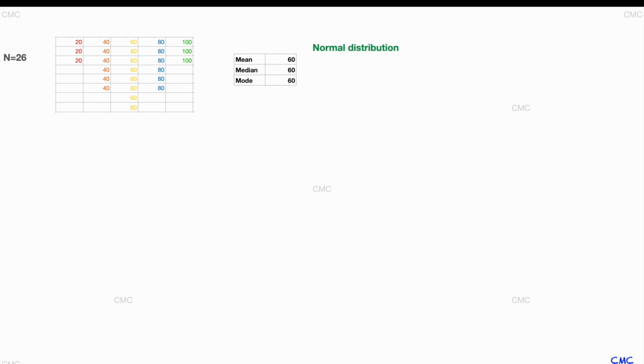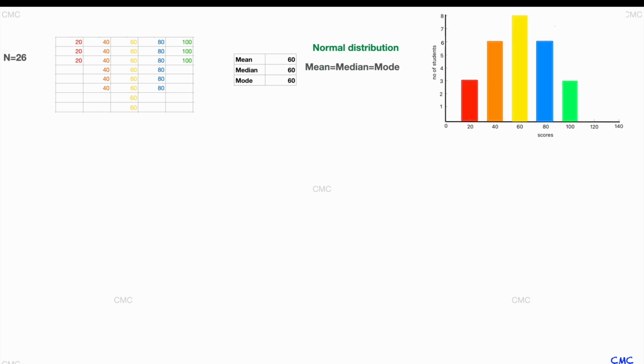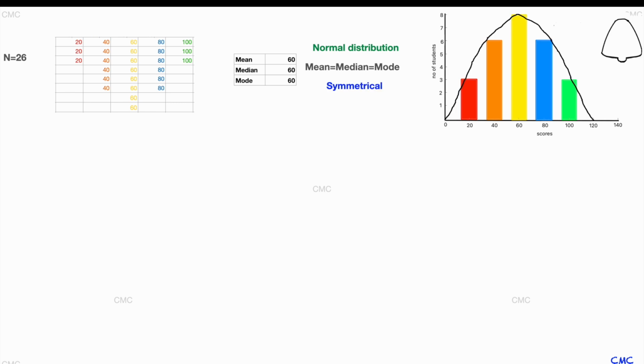Because remember, when a data set has a normal distribution, the mean, the mode and the median are the same or about the same. And when you plot this data on a graph and draw a line over it, you will have this beautiful bell-shaped symmetrical appearance that will further reinforce your judgment that your data is indeed normally distributed.